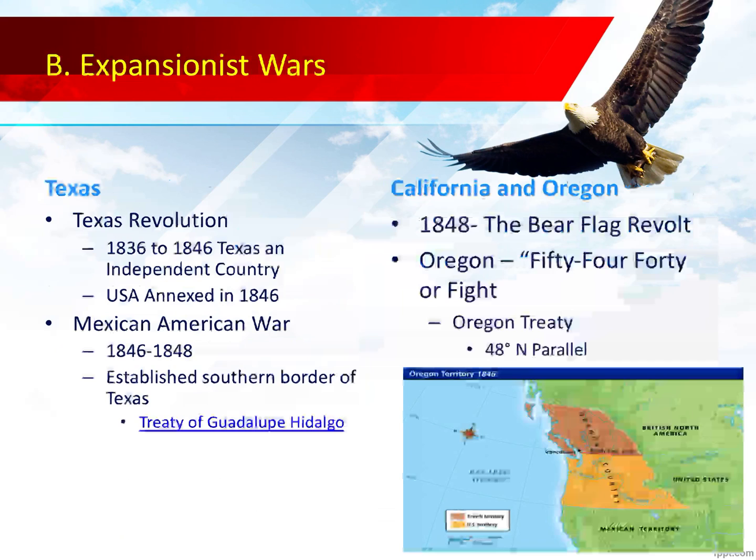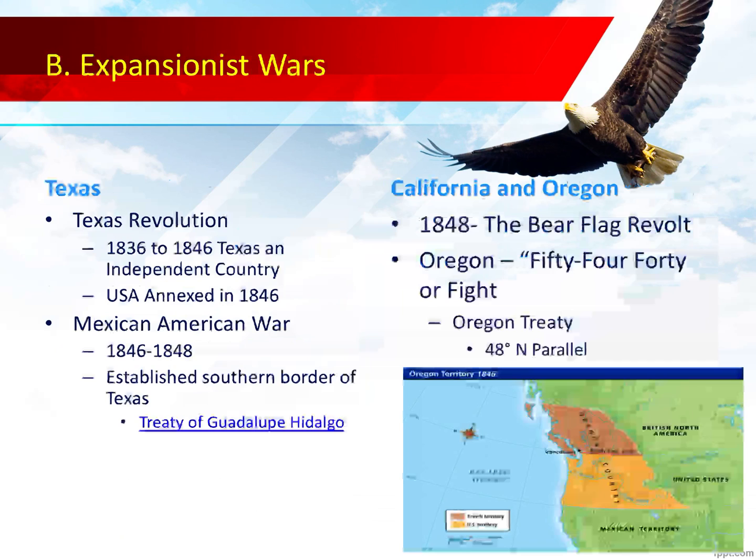Now out west, you have two situations. You have the Bear Flag Revolt in 1846. For a very short time, California was an independent republic as well, and it gets annexed by the United States much quicker than Texas did. This revolt is infamously known as the Bear Flag Revolt.